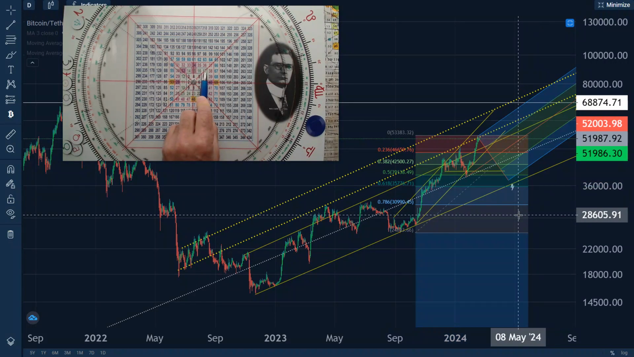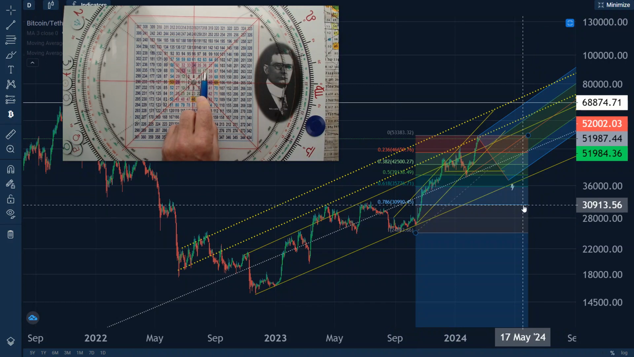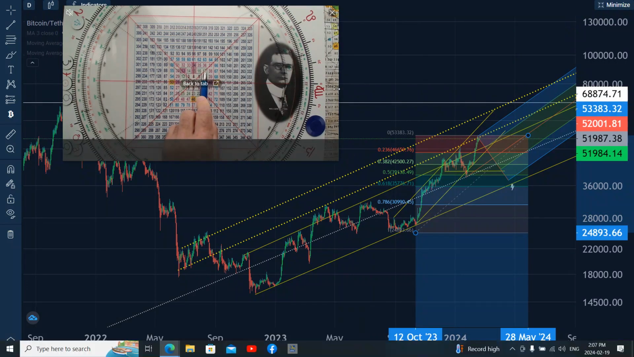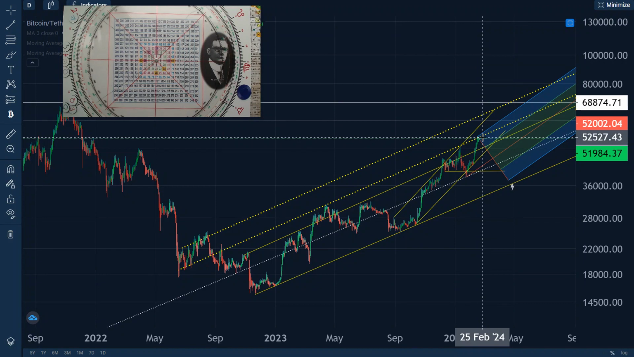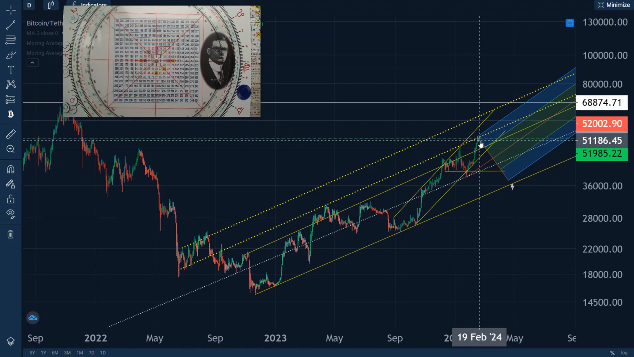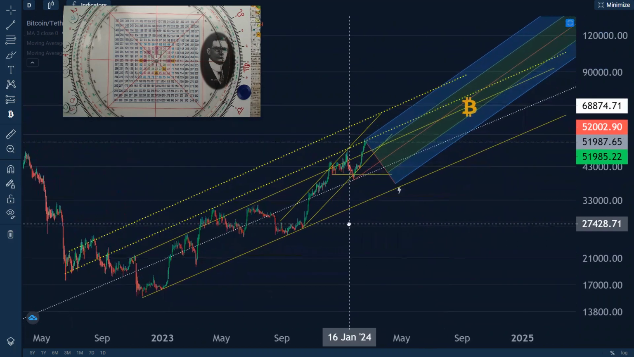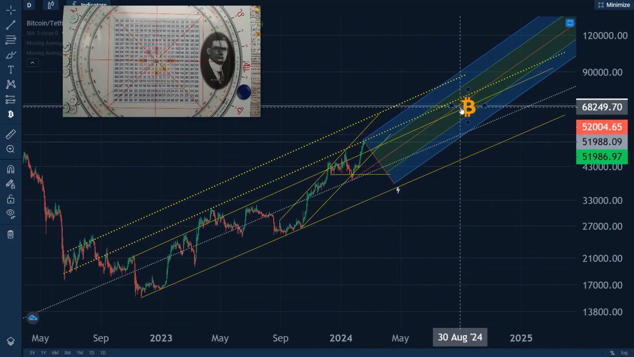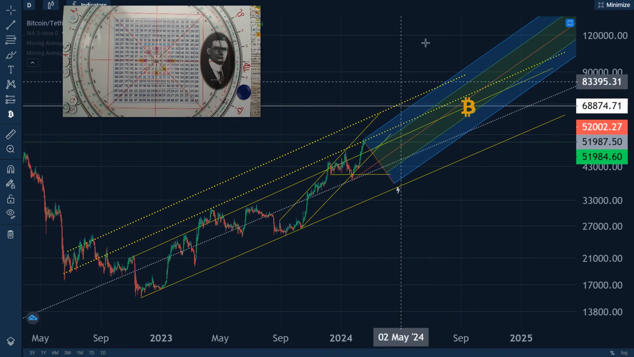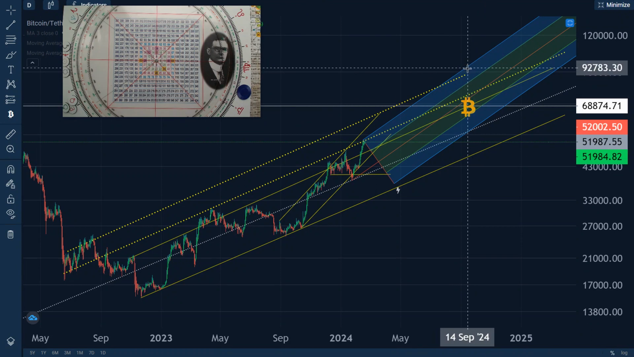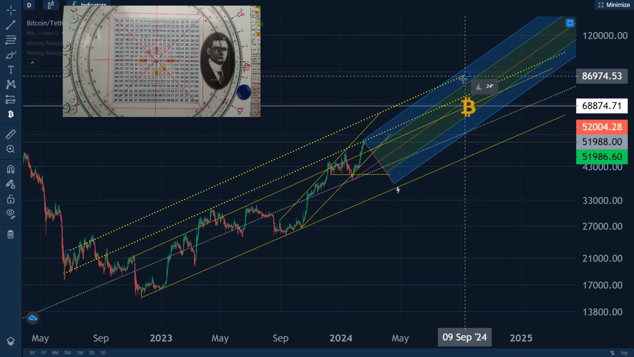We could carry on for a couple more days in this sideways grind, making you think that it's just going to continue on. And it is going to continue on, but we're not going to break above this until August and September. If we do, then we would do that in April, and we would sit down on here, and then we would take off. And by this point here, we would certainly be into our 80s.